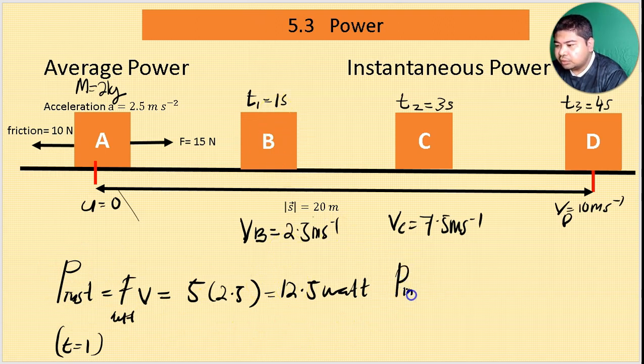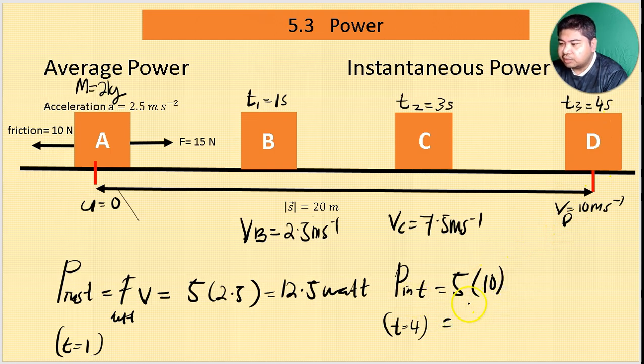Alright, so this is the instantaneous power at t equals 1. Now let's say you want to find the instantaneous power at t equals 4. So we are going to multiply the net force, which is 5, times the velocity at t equals 4, which is 10. So the instantaneous power delivered at t equals 4 seconds is 50 watts. Alright, so I hope you can now differentiate between average power and instantaneous power. That is it for this video.